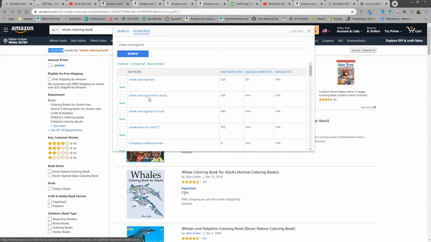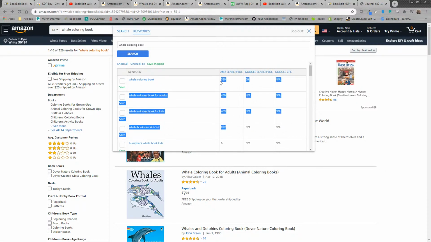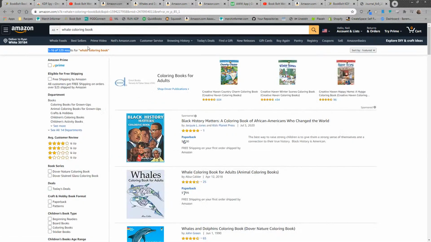You can break these keywords up: whale coloring book for adults, whale coloring book for kids, whale book for kids 5 to 7. Notice how all of these are getting searches. That's what you want to take away from this: there is an audience looking for this material, and if there's not that much material up, if there's only a few hundred results, it's going to be a winner. So that's how you want to pick apart this stuff.